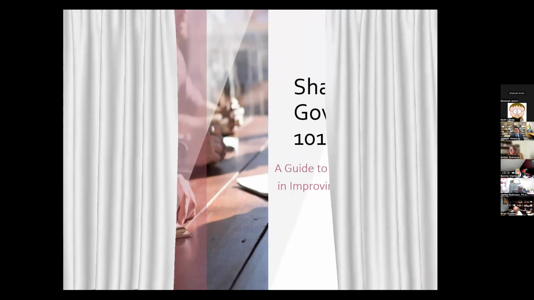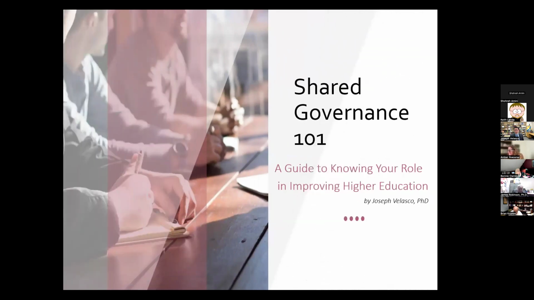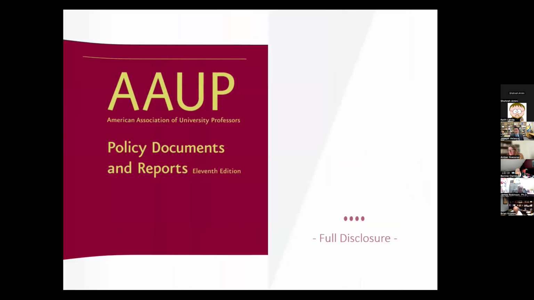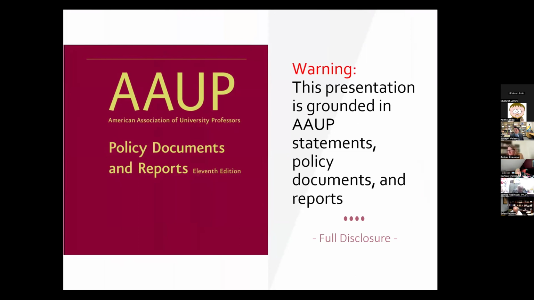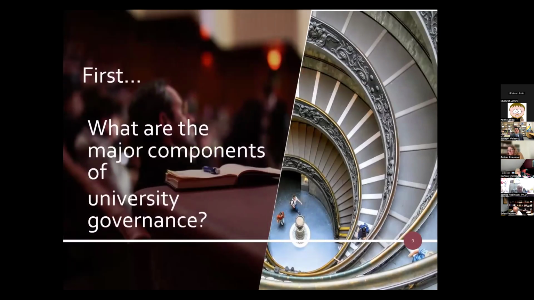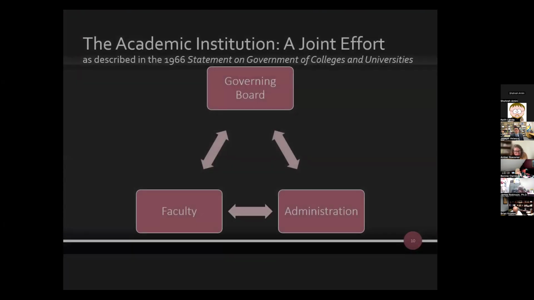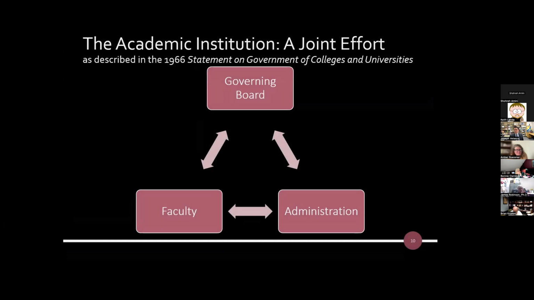Now, on to a little bit about my perspective on shared governance and who the players really are. But I've got to tell you, full disclosure, a little warning for some people, depending on where you're coming from and your orientation: most of what I have to say is grounded in these policy documents and reports. So who are the major players? What are the major components of university governance? Well, here we get to see the three major players as described by the AAUP.